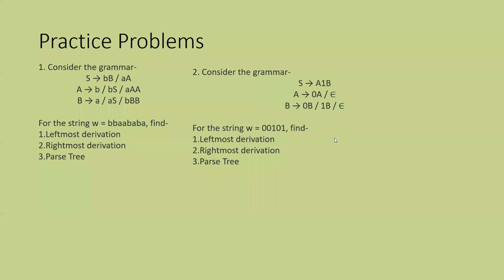Take a note of this practice problem, and for this particular string, you have to find the leftmost derivation, rightmost derivation, and parse tree. And in the same way, in another problem also, you have to do the same. And finally, you have to come to the conclusion whether the grammar is ambiguous or not.